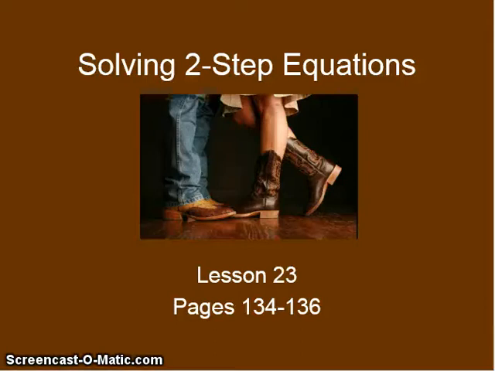This video is on solving two-step equations. It's lesson 23 in your book, and it's on pages 134 through 136.